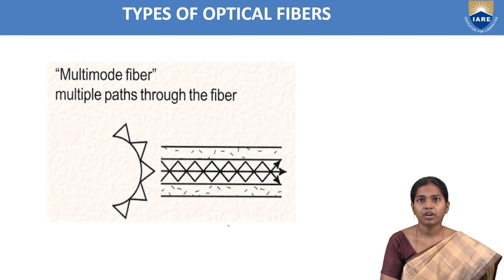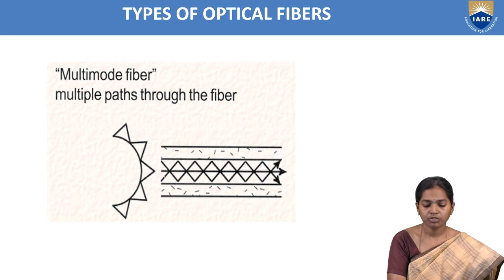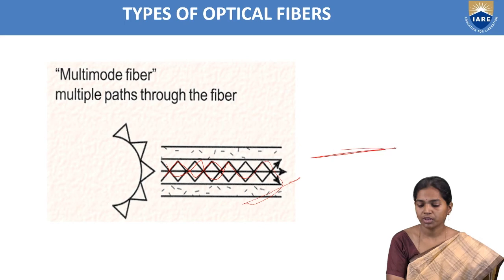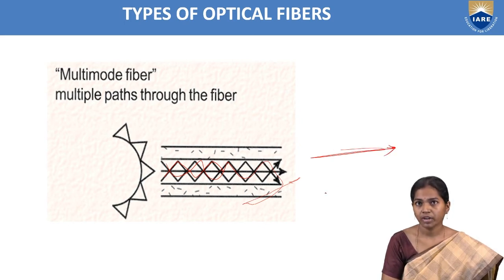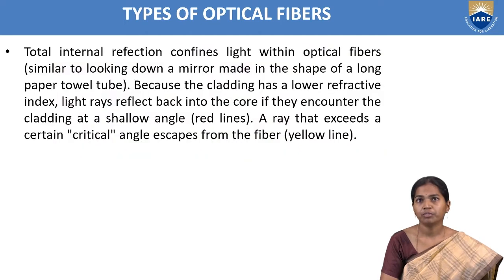So multimode fibers have different modes, and this is one mode. So this one is one mode. Different modes of operation are there. What about in single mode fiber? In single mode optical fiber, the data is transmitted only one way, one path only. So this is for single mode, and the other one is for multimode path through fiber.